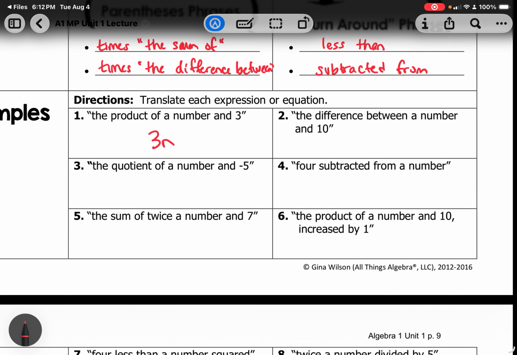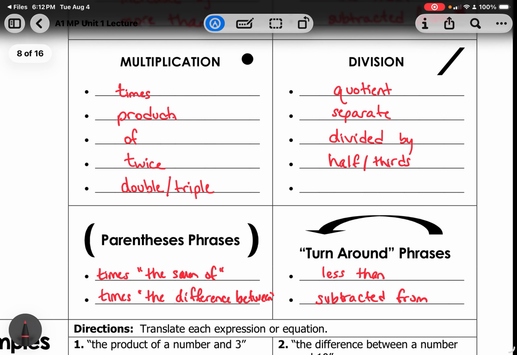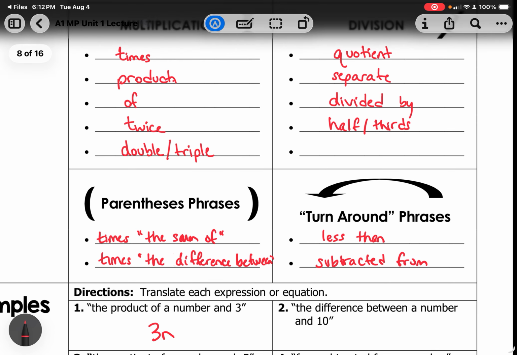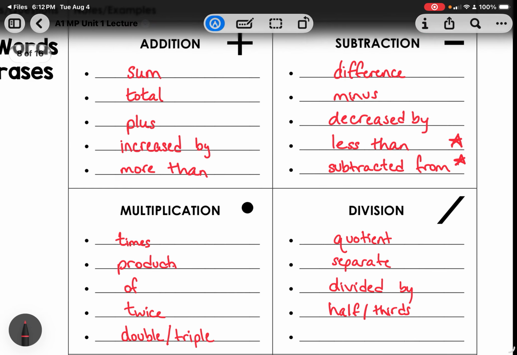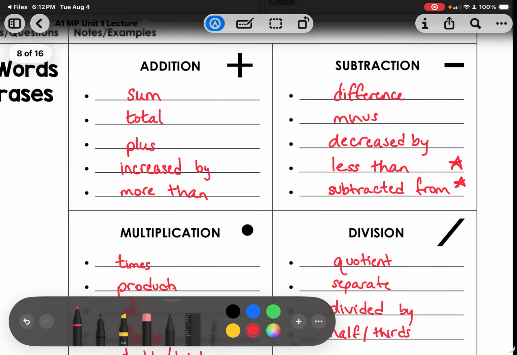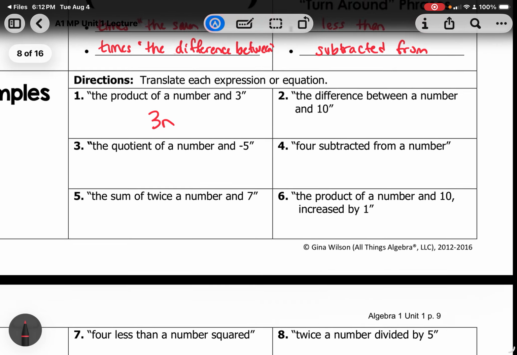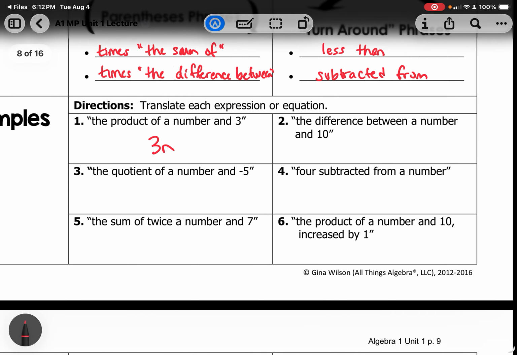Number 2 is the difference between a number and 10. So we can look up at our list up here, and we're looking for difference between. I do see difference between on the parentheses, but it doesn't say times a difference between. It just says the difference between. So if I keep looking here, I'll see that here in the subtraction, and I can see it on difference. So the difference between n and 10 is going to be n minus 10.